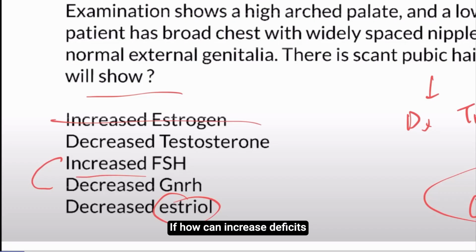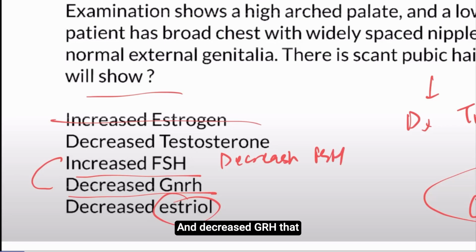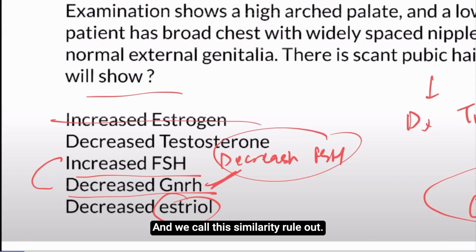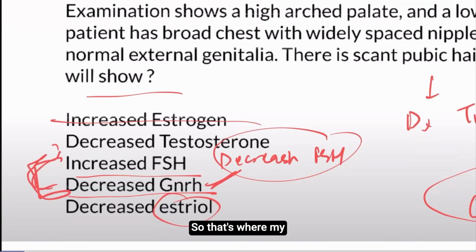How can increased FSH and decreased FSH both be true? Let's say if I wanted to rule these things out and they were similar, like decreased FSH and decreased GnRH, that makes them very similar. We call this similarity rule out. There are thousands of patterns like this. If they were similar, the chances are these could not be the answer and you could rule them out. But the fact that they're not similar is another clue that maybe it's increased FSH or decreased GnRH. So that's where my answer would have lied.